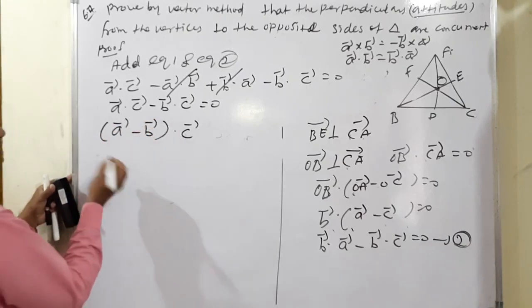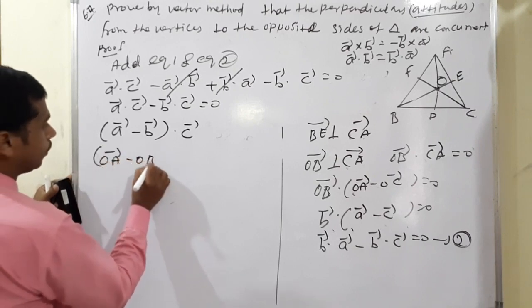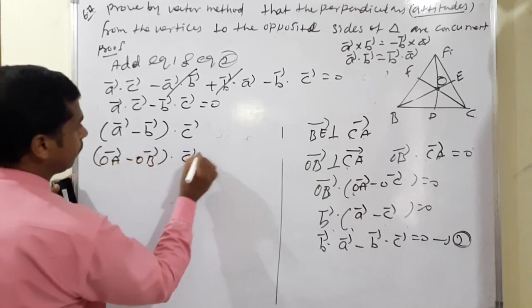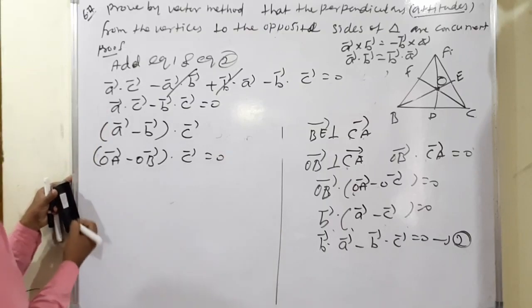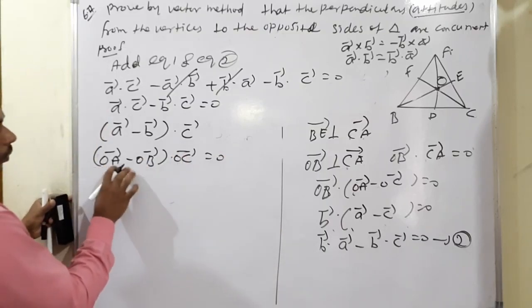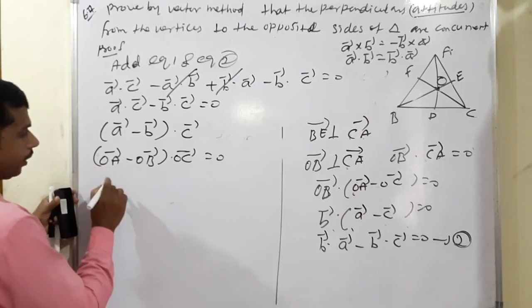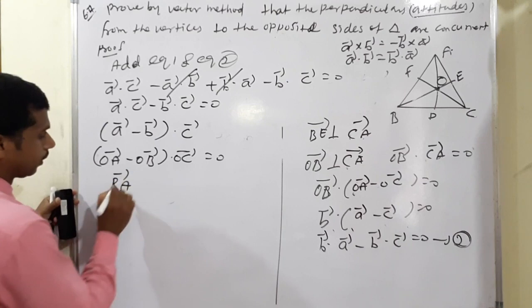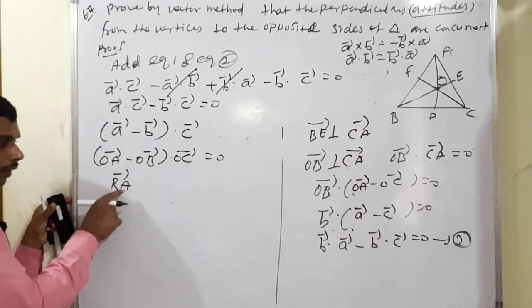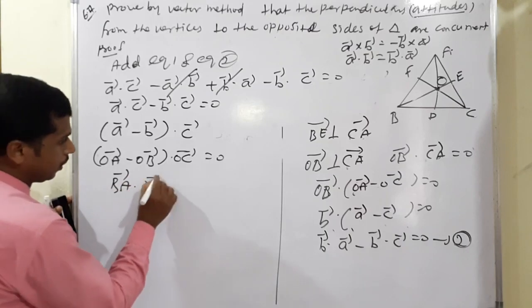What is the meaning of a vector? Already we have considered OA vector minus OB vector dot c vector is equal to 0. So now we can write, this is also OC vector. What is the meaning of OA minus OB? The position point means the ending point. Ending point means BA vector. If you rewrite the position vector, it means OA vector minus OB vector. So BA vector dot OC vector.